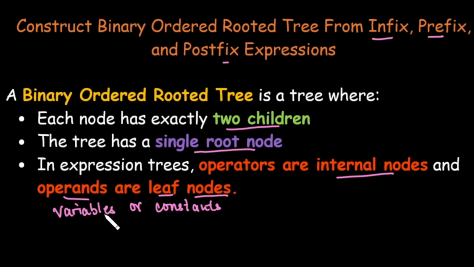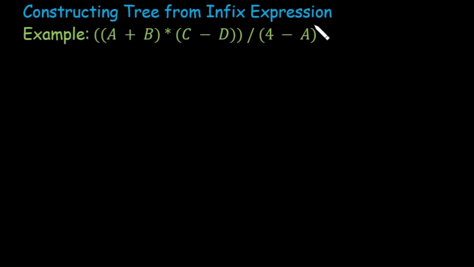So if we have constants in an expression, they always act as leaves, whereas the operators like plus, minus, multiplication, divide, are always treated as the internal vertices. Now let's start with the first case, the infix expression. In this case, we need to construct the tree from this example. Before moving to the construction, let's understand what it means.